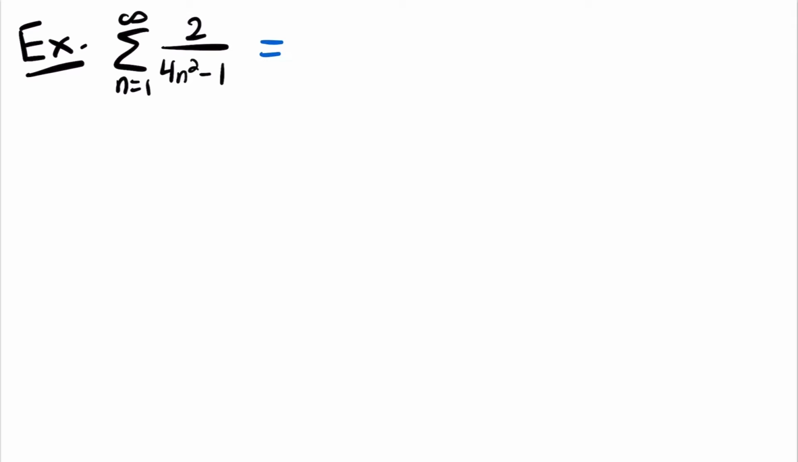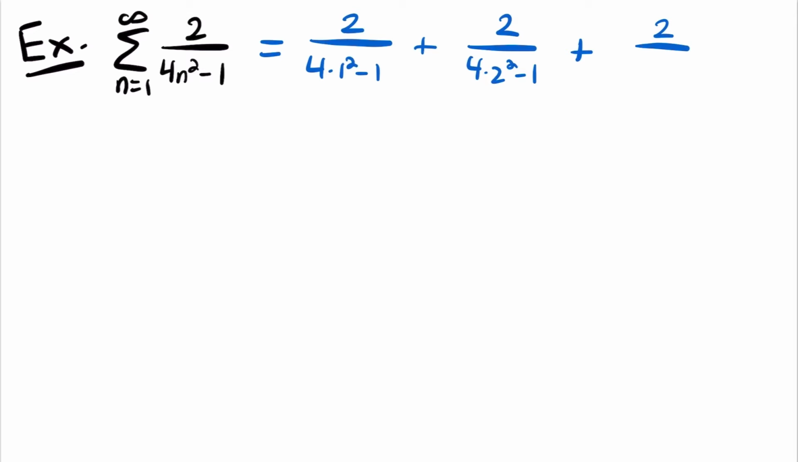Let's start with n equals 1. We're going to have 2 divided by 4 times 1 squared minus 1. Then we'll add that to the next term, where we have n is equal to 2. So we'll have 2 divided by 4 times 2 squared minus 1. And then let's do one more with n is equal to 3. So we'll have 2 divided by 4 times 3 squared minus 1. And of course, that would continue on from there.